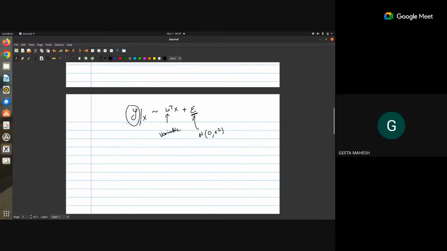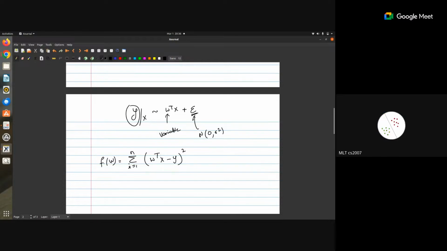Now, what function are we trying to minimize here? The error function, sir. W transpose X minus Y, whole square, across all the number of samples, we are trying to minimize it here.